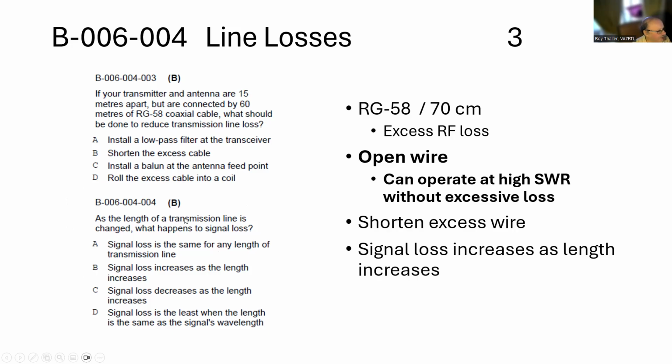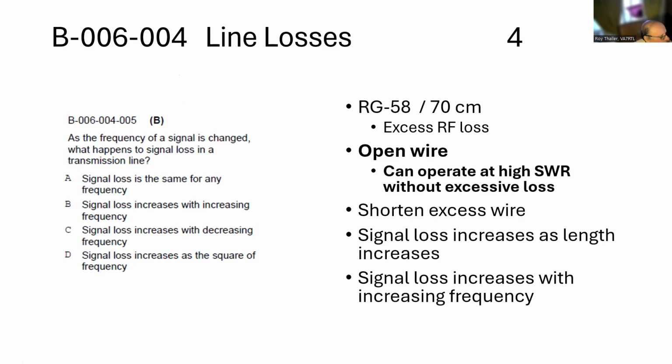As the length of transmission line is changed, what happens to signal loss? So B is the correct answer. Signal loss increases as the length increases on the coaxial cable. As the frequency of a signal is changed, what happens to the signal loss in a transmission line? So also as the signal goes up in frequency, the signal loss goes up. So B is the correct answer. Signal loss increases with increasing frequency.